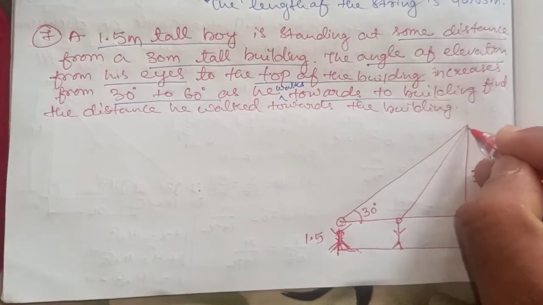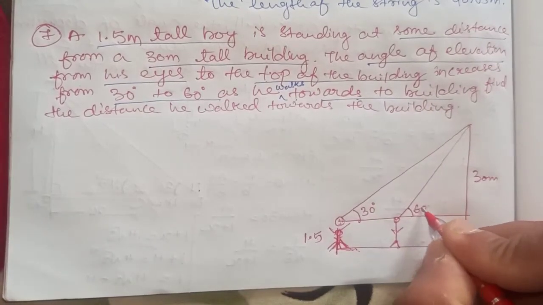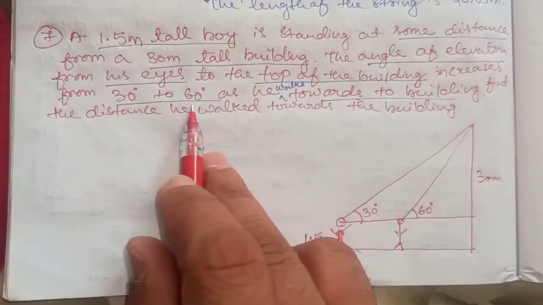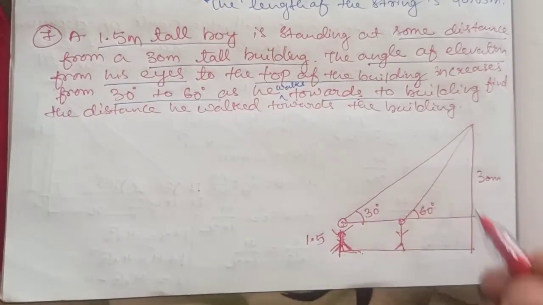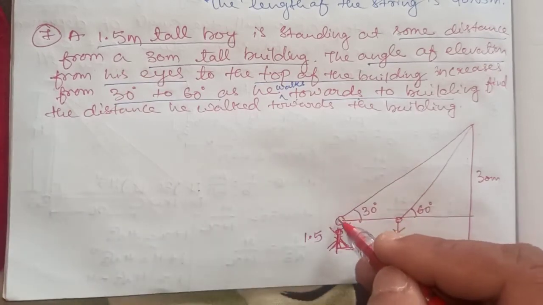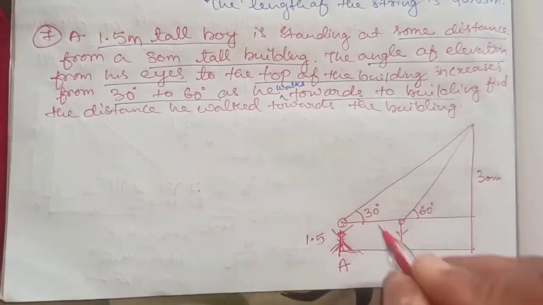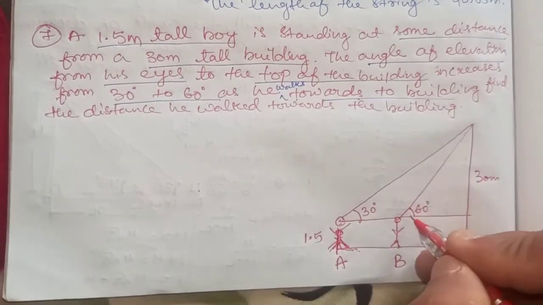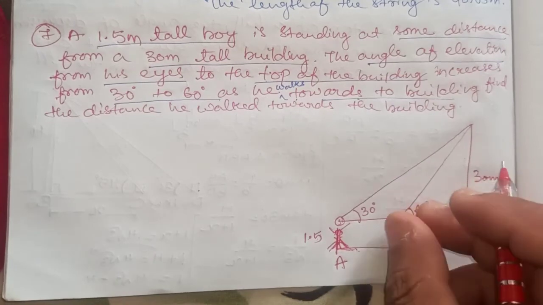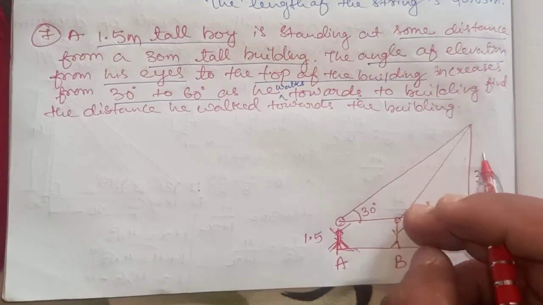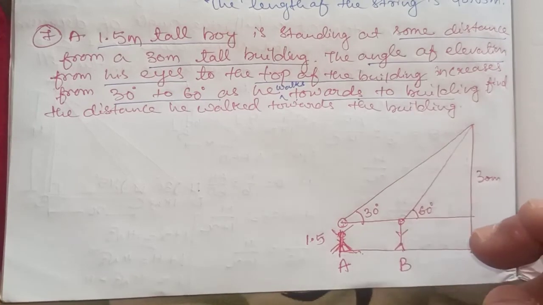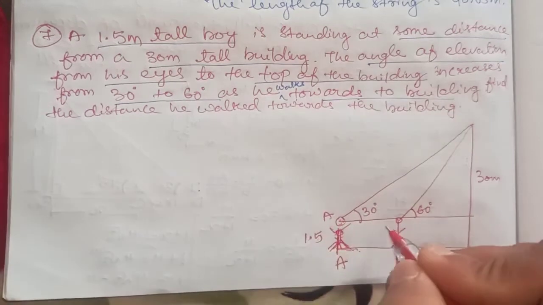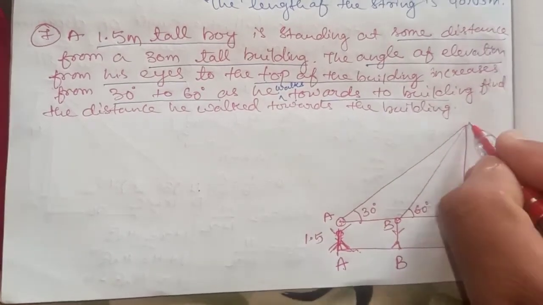Again he is observing the top of the tower. Now the angle of elevation is 60 degrees. That means the angle of elevation of the building increases from 30 degrees to 60 degrees. This is the question given. When he was standing here at point A, the angle of elevation was 30 degrees. Now when he moved to point B, the angle of elevation increased to 60 degrees. He has to tilt his head more to observe the top of the tower. Now, this point is A, this point is B, C and D.